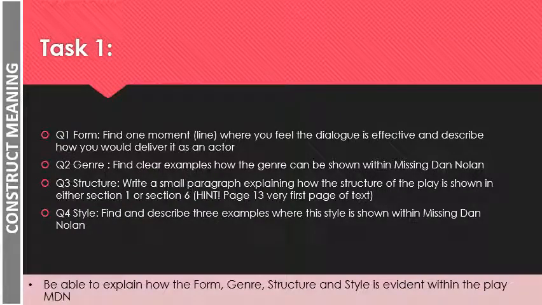So moving on to that second success criteria then, to be able to explain how the form, genre, structure and style is evident within the play Missing Dan Nolan. In order to achieve that and show me that you can, you need to answer these 4 questions. You will find the sheet attached to the homework. I would like you to fill that in on the document and send it to me, and I will be able to see whether you are able to explain.